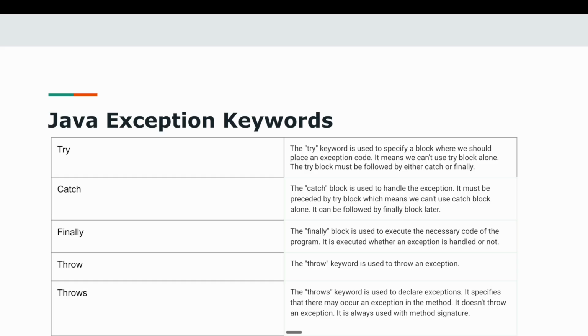And every keyword has some specific reason to be used. So try catch we use. Try is the keyword that is used to specify the block where you should place exception code. Let's say I know this piece of code which I am writing will have some exception. So that piece of code has to be written within the try block.